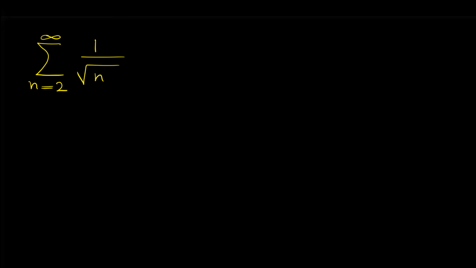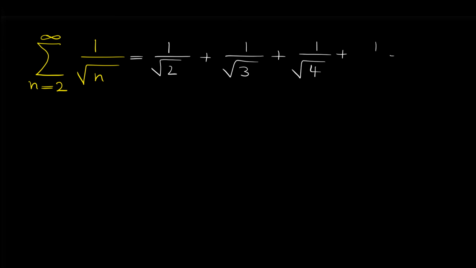If we write the first few terms of this series, the first term is 1 over square root of 2. The second term is 1 over square root of 3. The third term is 1 over square root of 4, which is 1 over 2. The fourth term is 1 over square root of 5, and so on. Again, as you can see, all the terms of this series are positive and they are decreasing. So we can use the integral test for this series.